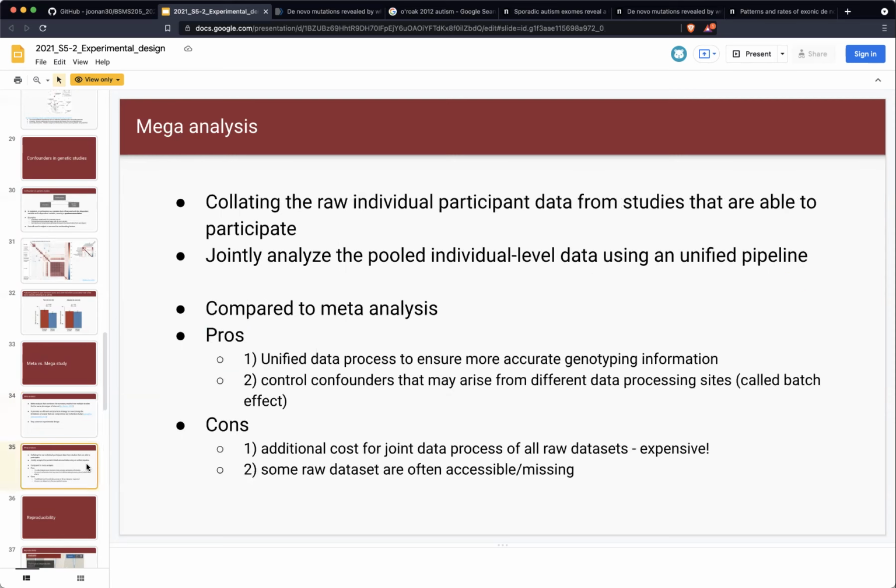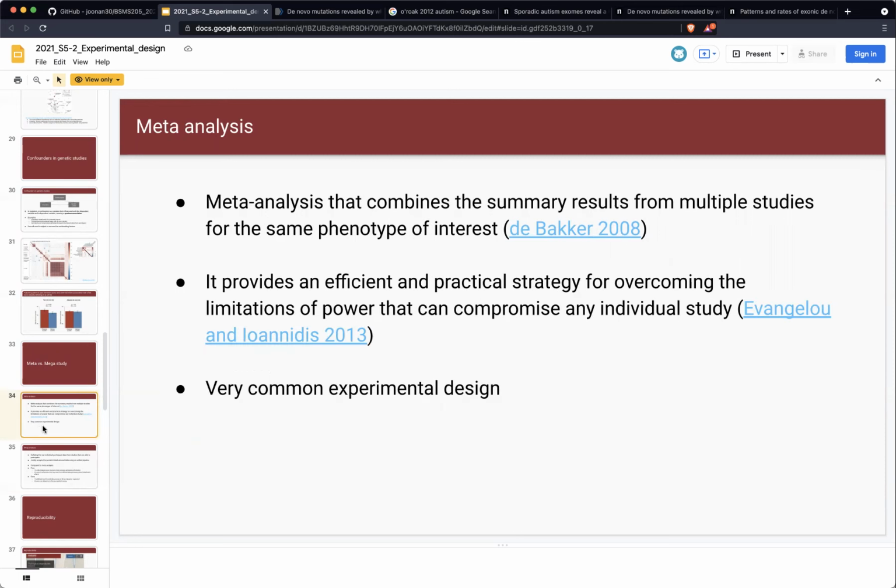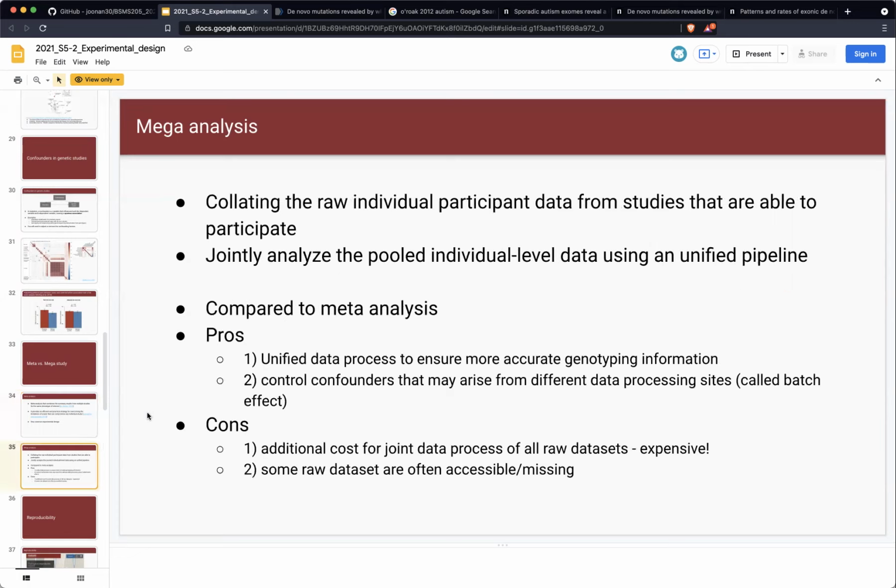But then the mega study is a little bit different. It's actually quite different, right? So what does a mega study do? Mega study is collecting all of the raw data sets. Meta-analysis is only collecting the number of de novo variants from each study, right? But in a mega study you collect all of the raw data, which is the FASTQ files, right? Then you collect all the FASTQ files from the three studies, other studies, and then you process this data set using a unified pipeline.